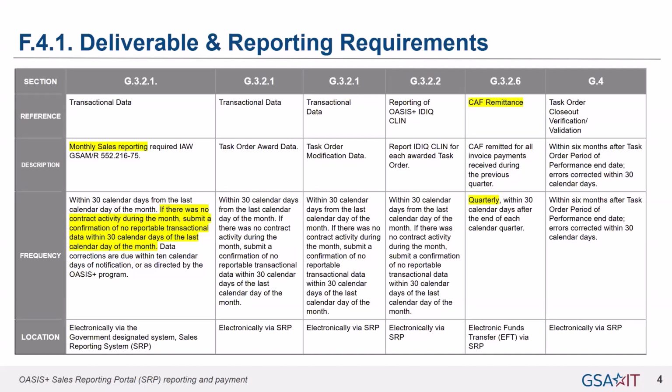Now, for CAF remittance, right, when you pay the CAF, that is on a quarterly basis, although you can, of course, pay on a monthly basis if you so choose, but the requirement is quarterly. Again, 30 days at the end of the quarter, right? We want to emphasize the 30 days because the 31st day makes that payment or that report late, right? So just keep that in mind.